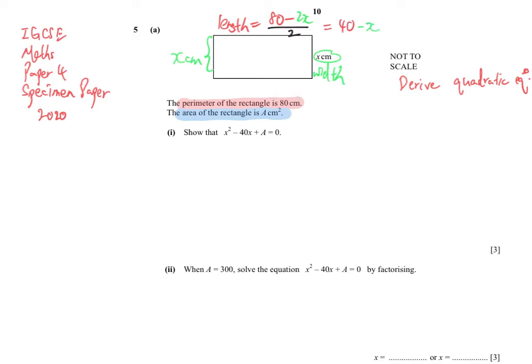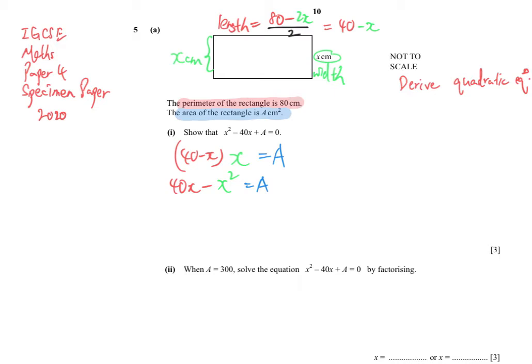You just divide by 2: 80 divided by 2 will be 40, and then minus 2x divided by 2 will be negative x, right? So the length is like this, and then we make use of the area, the blue thing. The area is a cm square, so the length multiplied by the width will be the area. So we get 40 minus x, the length, times x, the width, will be equal to a. Okay, so we are almost here. We just break it down and then move all the things to the left hand side. We'll get 40x minus x squared equals a.